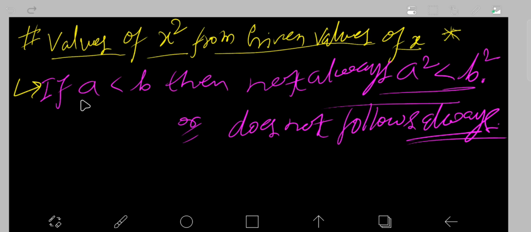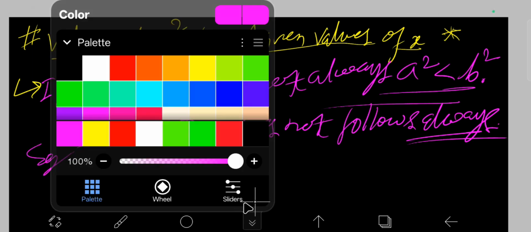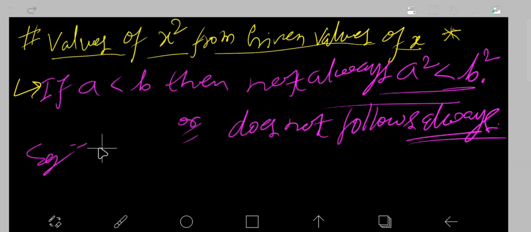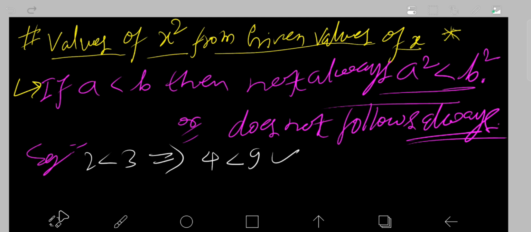Then here we write, just think about this type. When we take an example, 2 is less than 3, and we square both sides, this gives 4 less than 9.